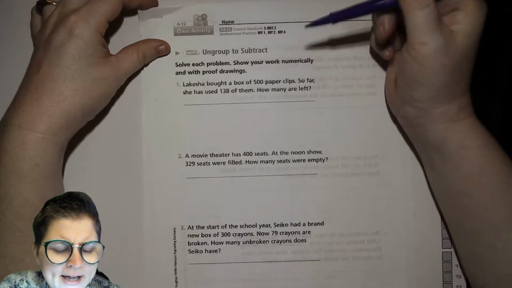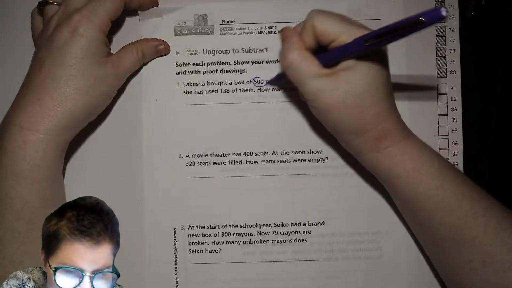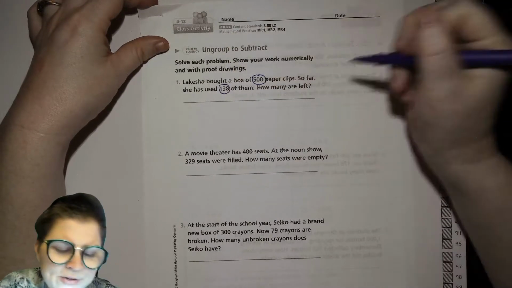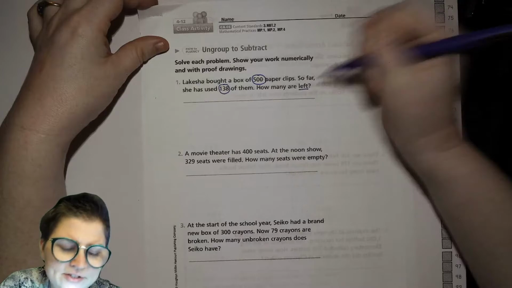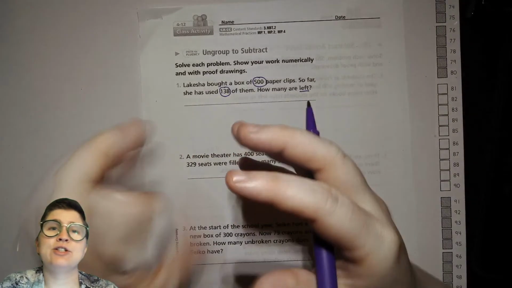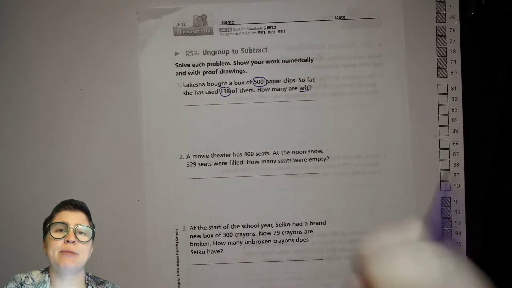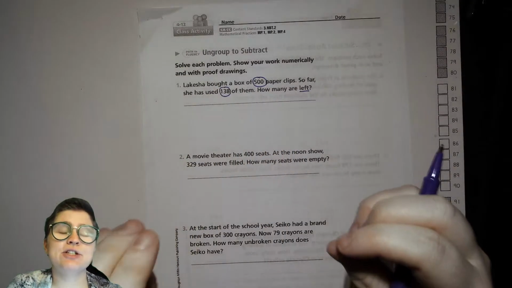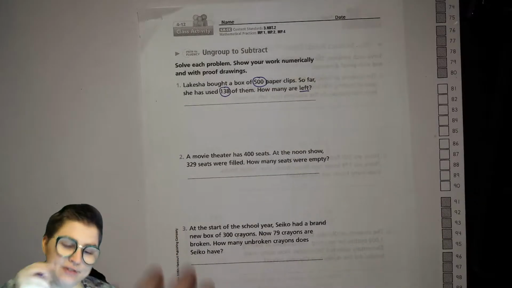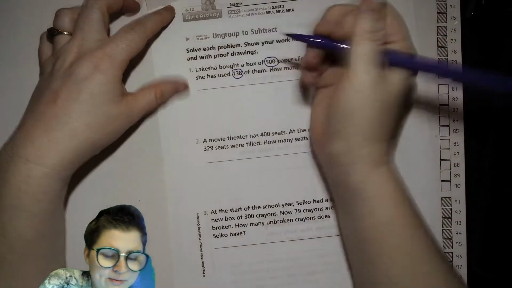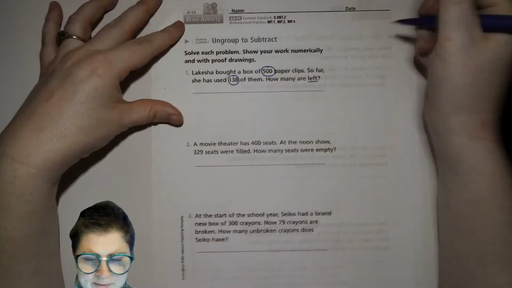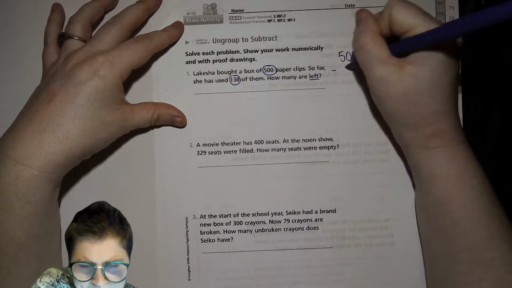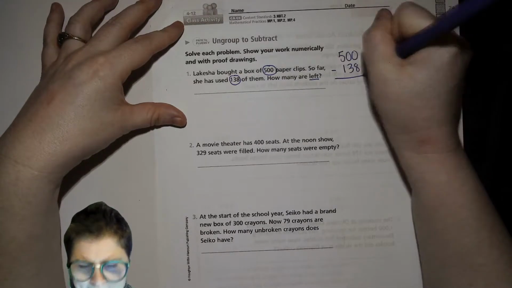Lakeisha bought a box of 500 paper clips. So far, she has used 138 of them. How many are left? So she has this total amount. She's used some of them, and there's some of them remaining. So we're going to take the total, remove the amount that she's used, and then we will figure out how many are left. So let's start with the numerical version, and we could do that over here. Let's do 500, take away 138.